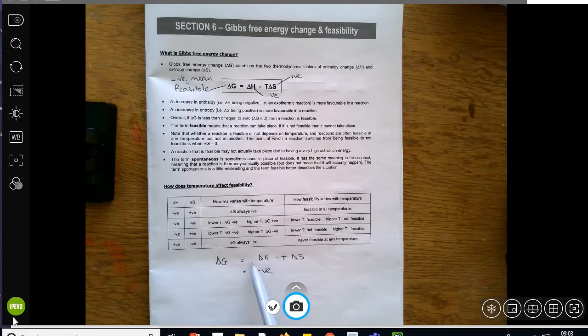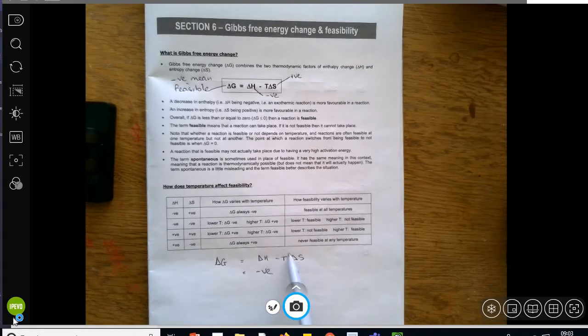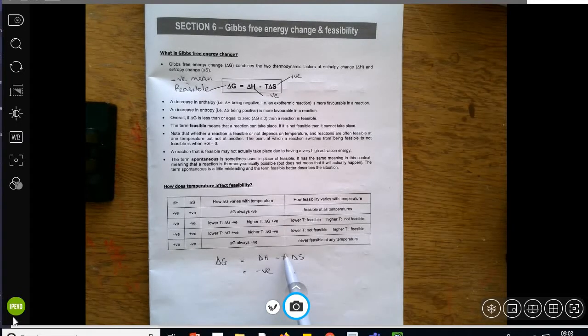Because this number itself is negative, we've got minus T, so even if you've got, say, 1 degree Kelvin in there, then delta S, if it's positive, would make this all subtractive, so this number is going to become more negative. So that's why it says delta G is always negative, feasible at all temperatures.